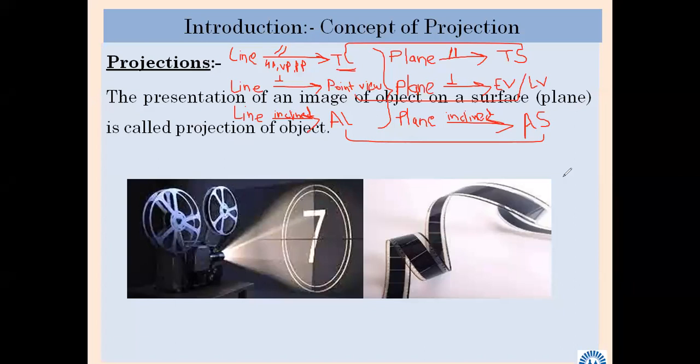Same problem, same concept. I have linked it with a line. Are you getting what I want to tell? This is most important. If a particular plane is parallel to a particular reference plane, it will show its true shape. If it is perpendicular, it will show edge view or line view.